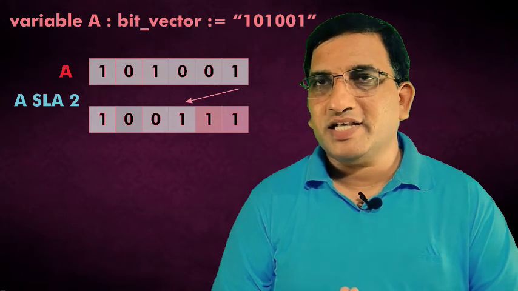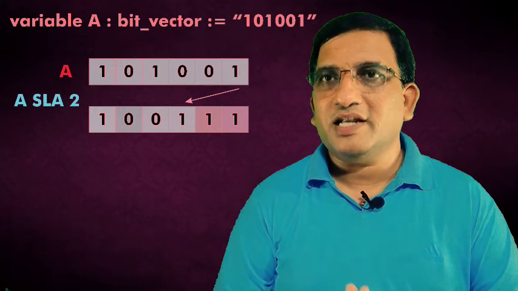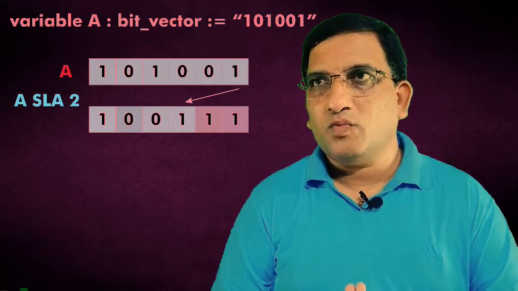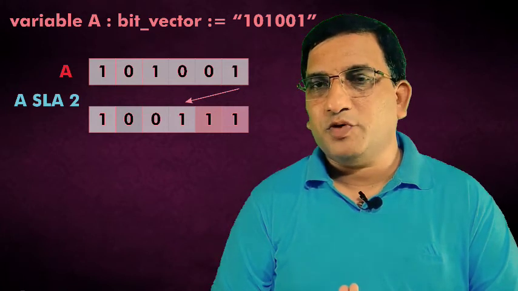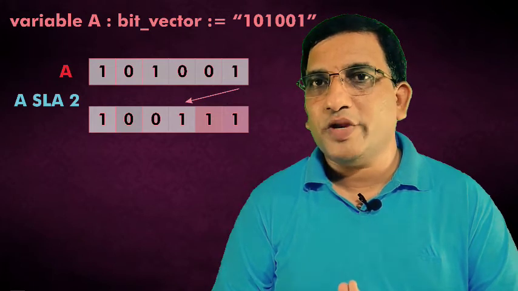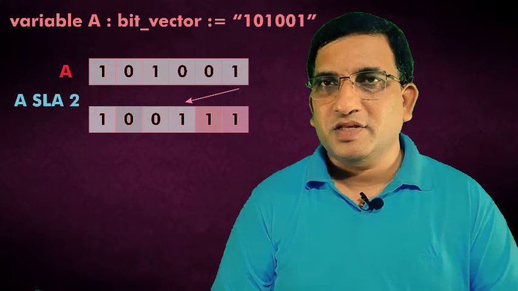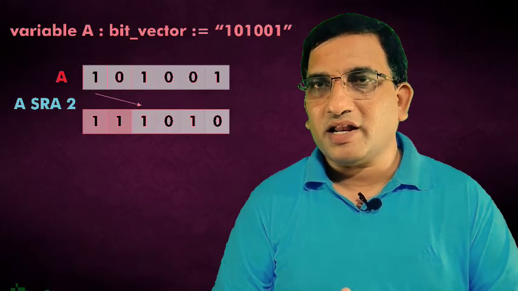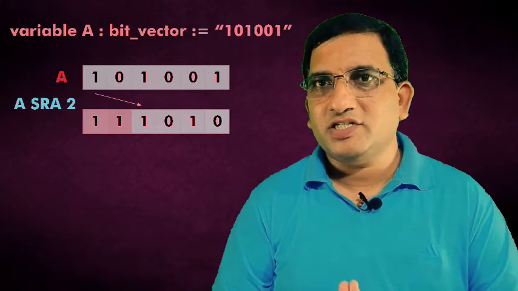So in this case, after shifting by 2-bit positions, as you can see here, the result will be 1 0 0 1 1 1. So the rightmost vacated bit positions are filled with the rightmost bit of your original data present in A variable. Similar to this SLA, we have the SRA. So let us see the next example, that is ASRA2.